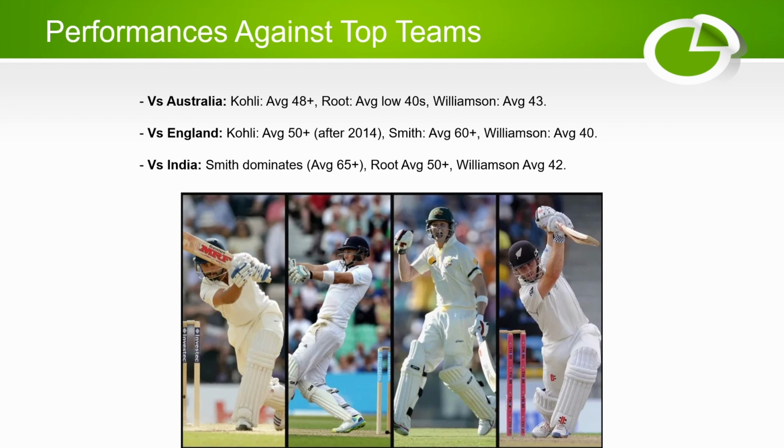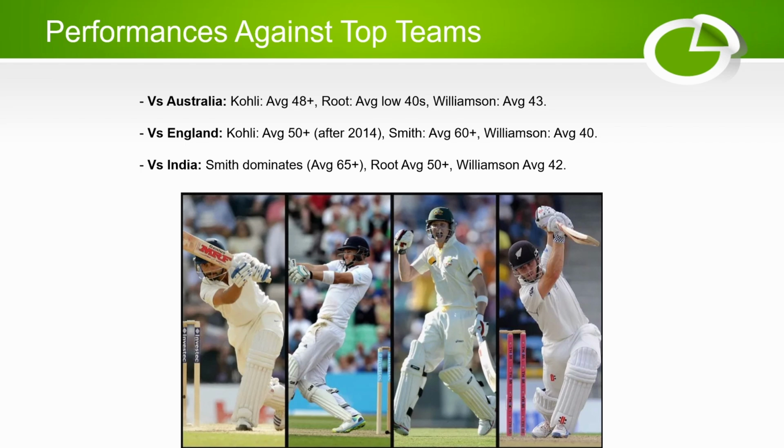If we look at against England, Virat Kohli initially struggled in England, but after a poor 2014 tour, he has averaged over 50 in the 2018 series. Steven Smith has dominated England in Ashes and his average is above 60 against England. Williamson averages around 40 and he has not been as dominant as Smith or Kohli against the English bowling lineup.